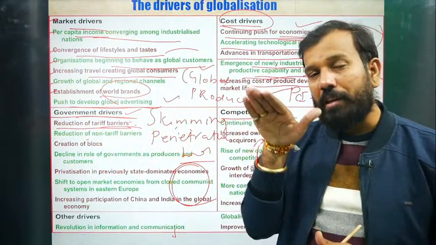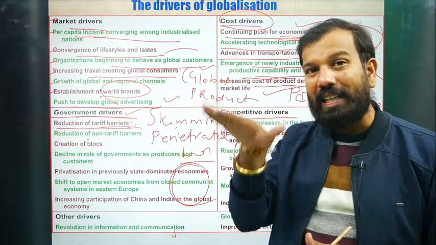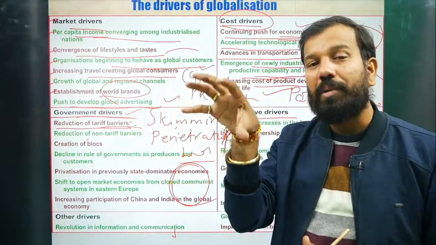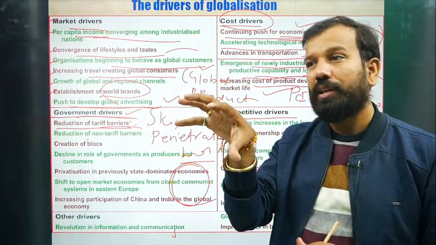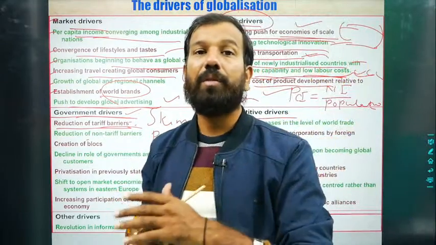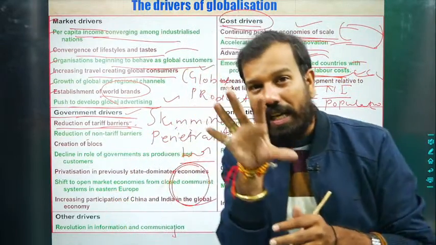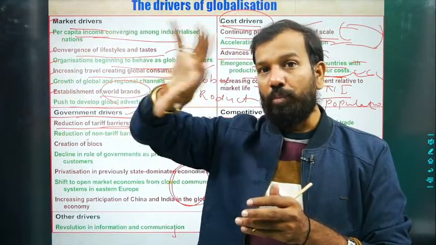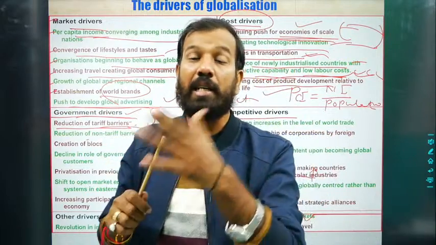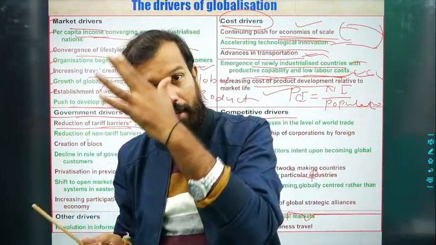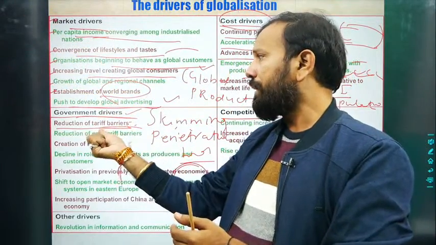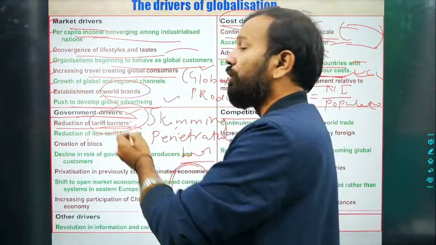So if the government slashes down and decreases the tariff barriers and the tax charges they are imposing, automatically there will be higher chances of productivity, higher chances of growth, and higher chances of movement of FDI and multinational corporations from developed countries to developing countries, to the LDCs, and from LDCs to underdeveloped countries.